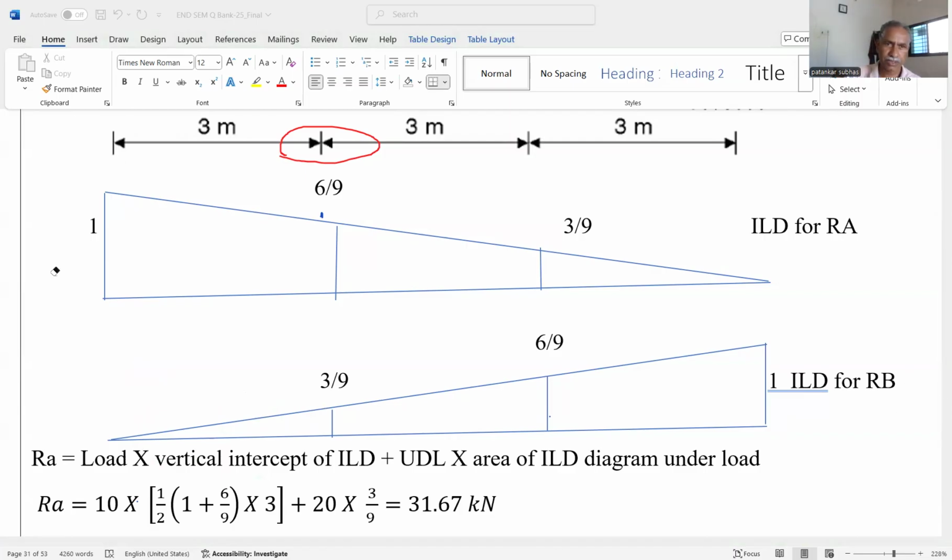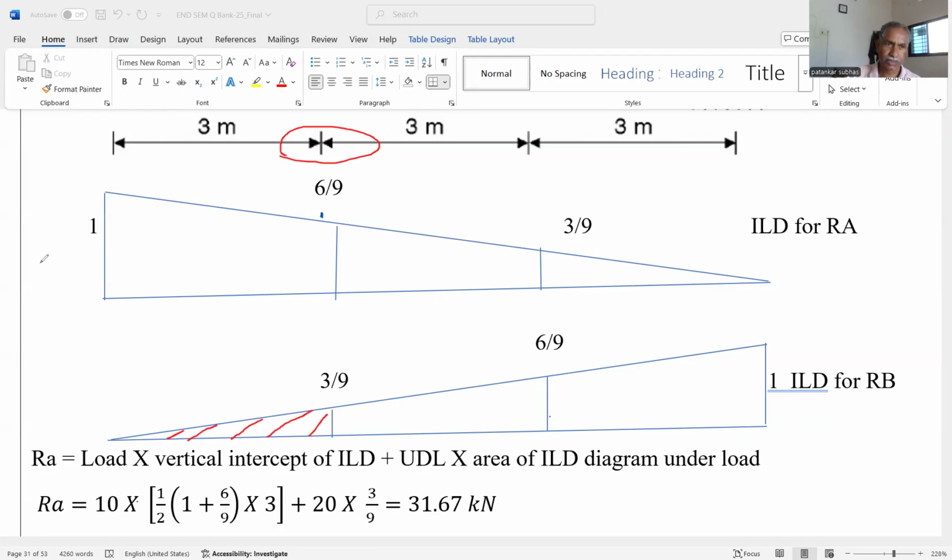And repeat the same procedure. This load of 20 kilonewton multiplied by this area, that means the area of the triangle. For RA, it is the area of the trapezium. For RB, the area of the triangle. Plus, this load is given 10 kilonewton over the 6 by 9.